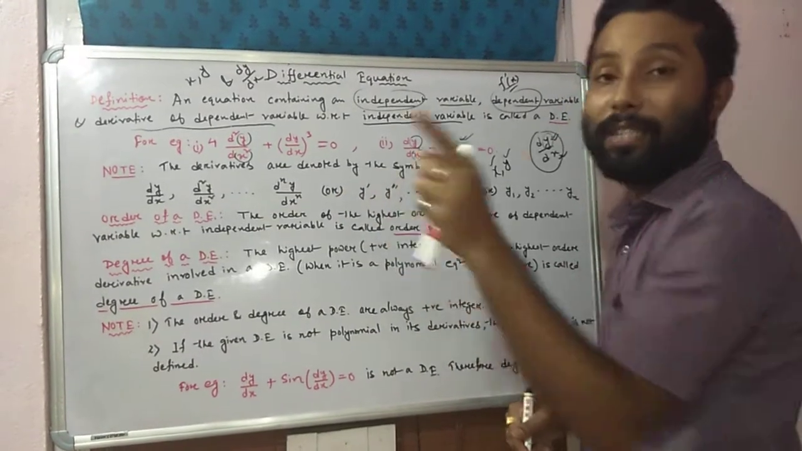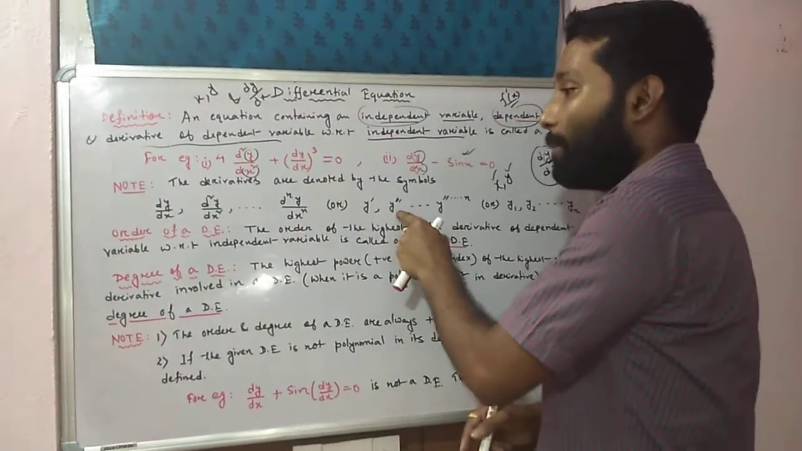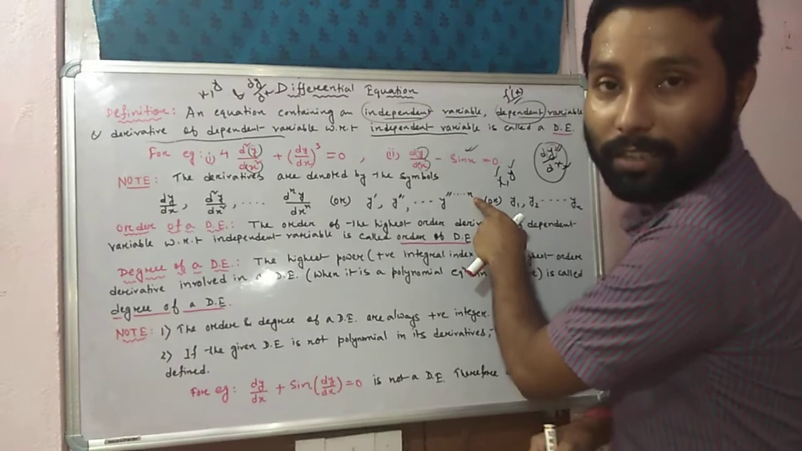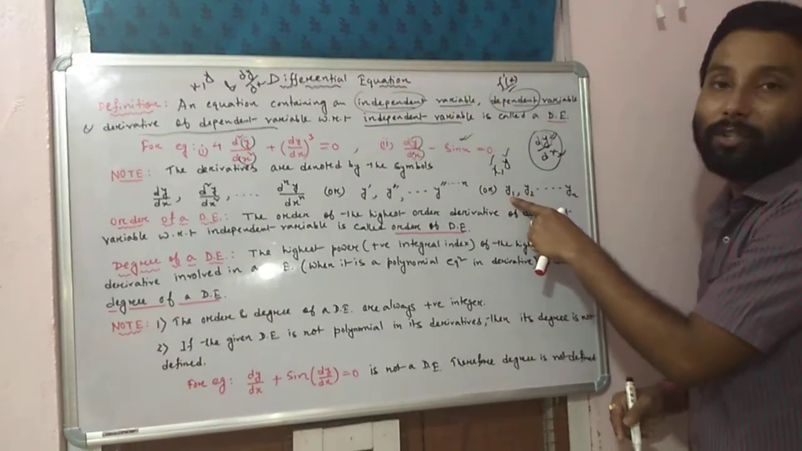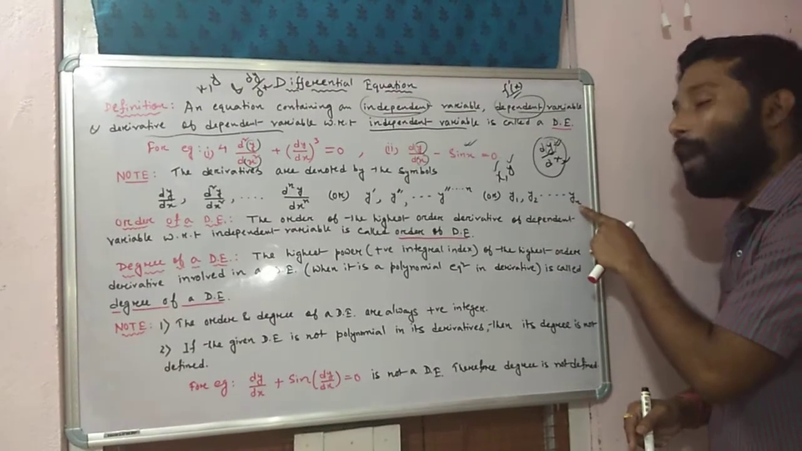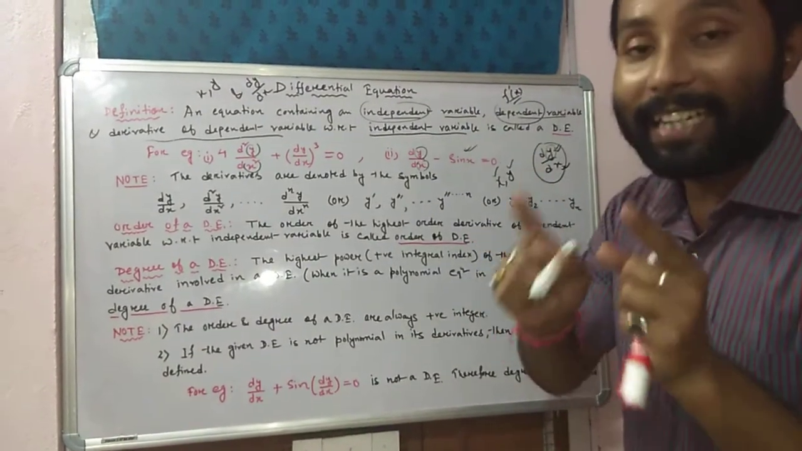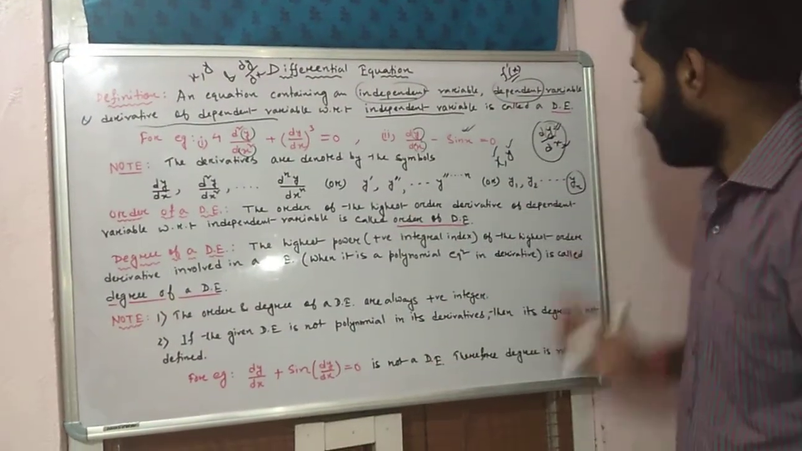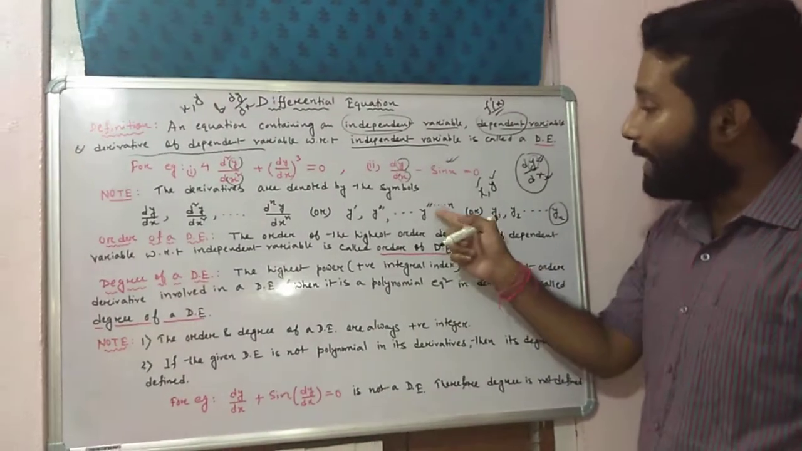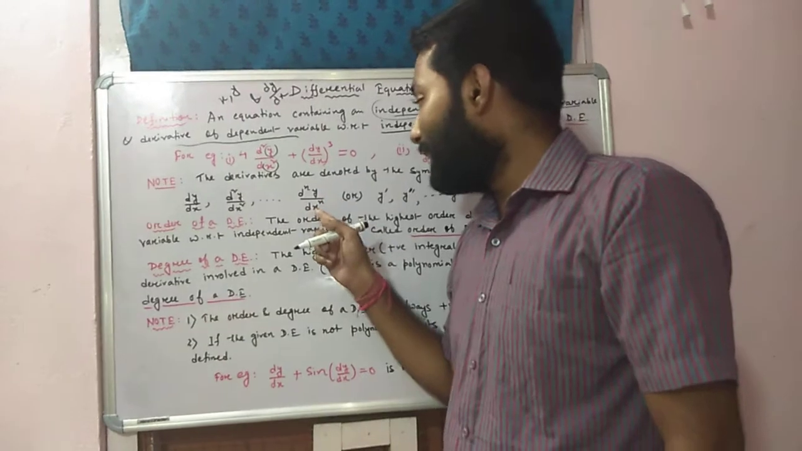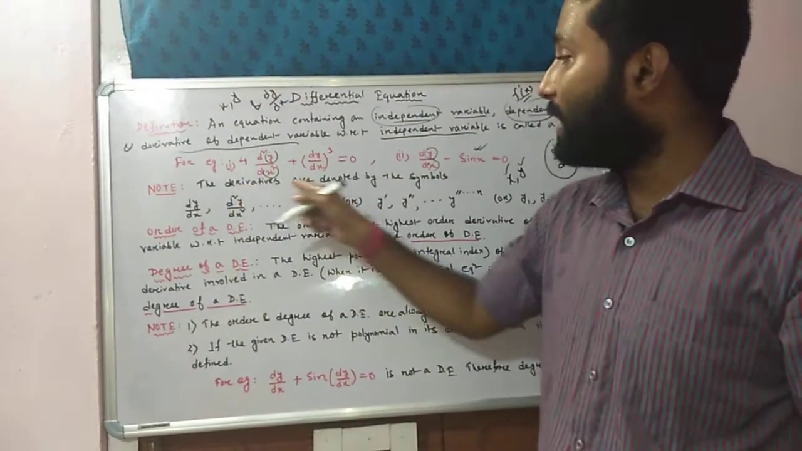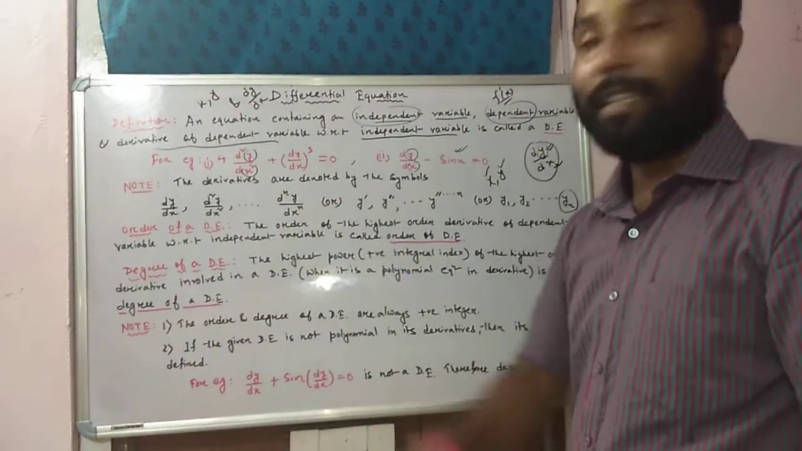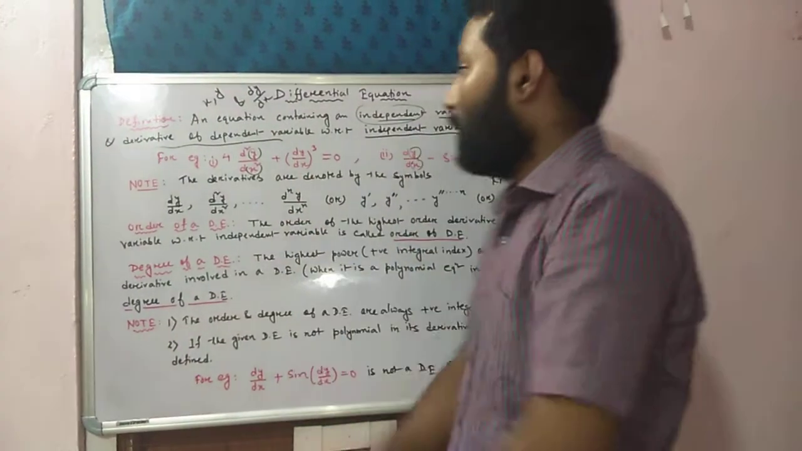And y dash, single dash, means first order derivative, y double dash means second order derivative, y to the power dash up to n is called nth order derivative. And y1 is first order derivative, y2 second order derivative, yn is called nth order derivative. Generally it is more convenient to write the nth order derivative in this form. Okay, yn, y dash dash dash n, d to the power n y by dx to the power n, same meaning. So the derivatives are denoted by these symbols. I have written from first order to nth order here. Okay, so this is the meaning of differential equation.